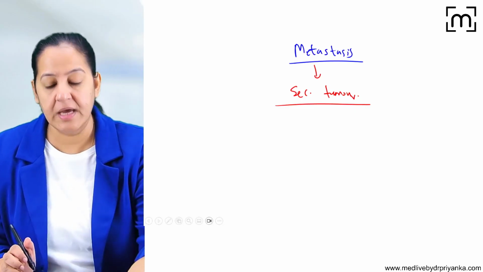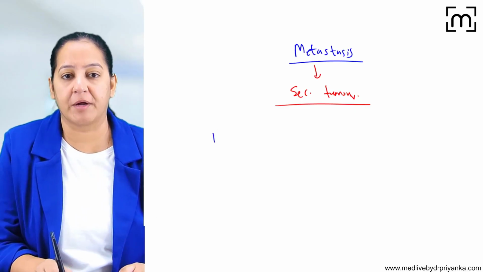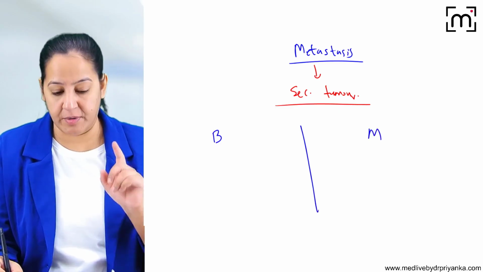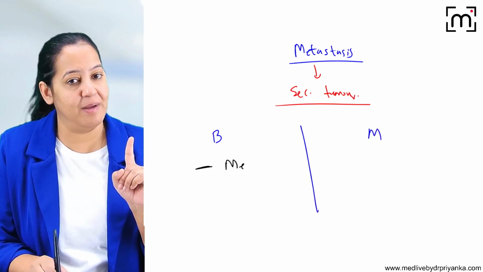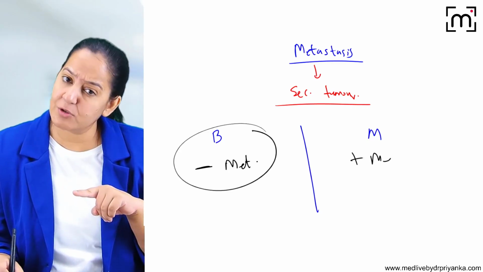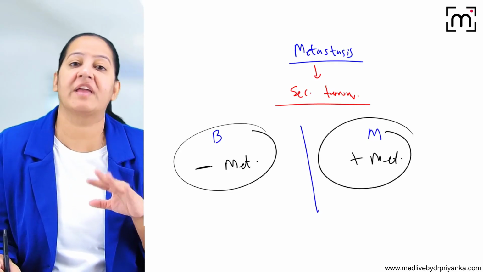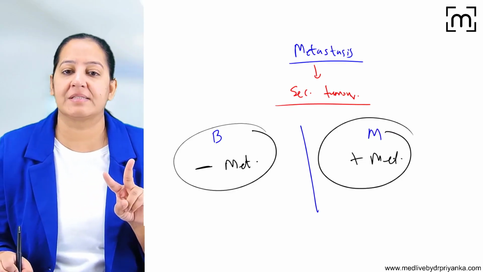There are various routes. Now this is the most reliable sign to differentiate a benign tumor from a malignant tumor. In a benign tumor, metastasis is absent. It never shows metastasis. Metastasis is always absent in benign. In malignant, metastasis is always present. All malignant tumors can show metastasis if not treated early. So they always show metastasis except two.